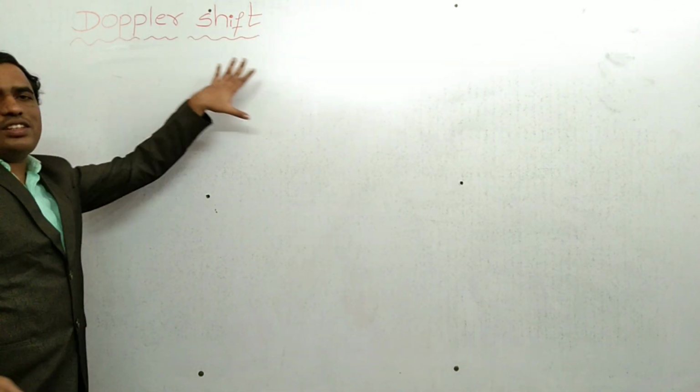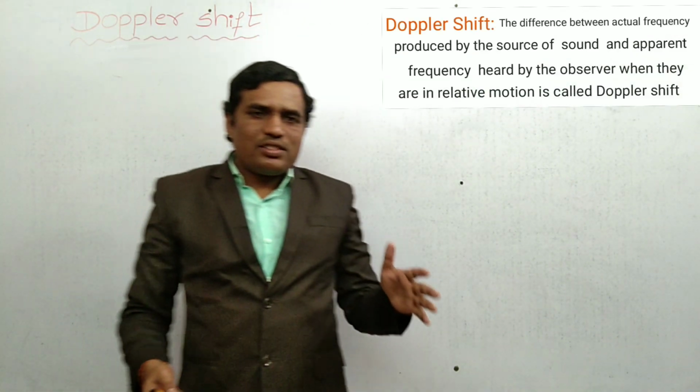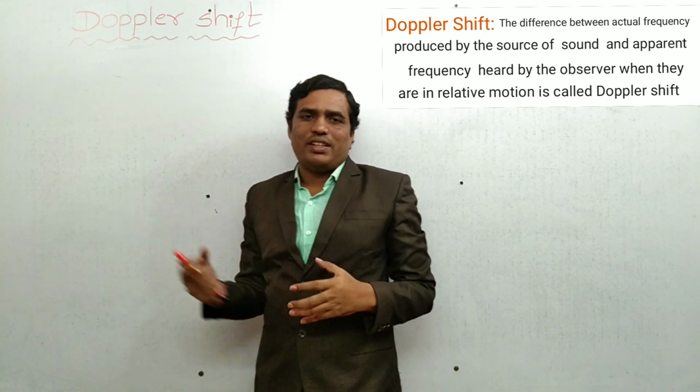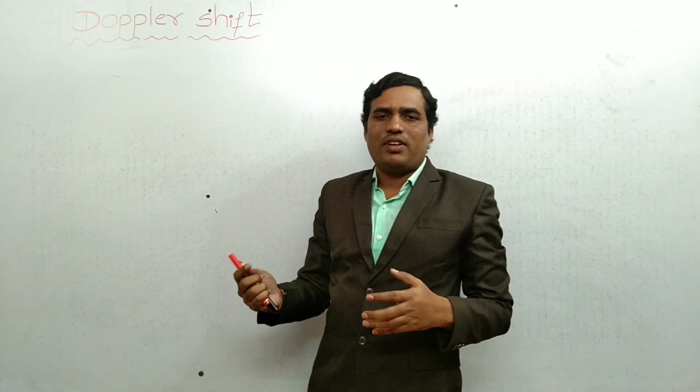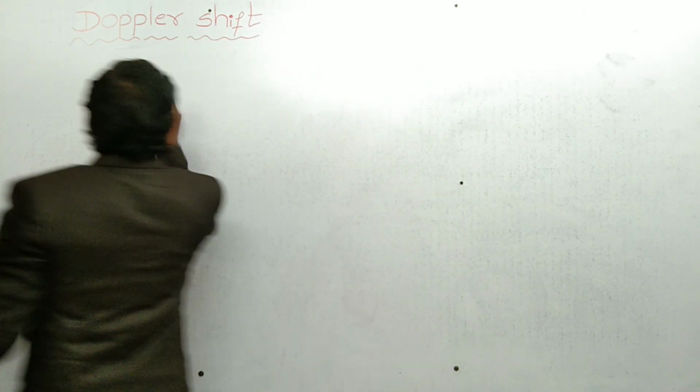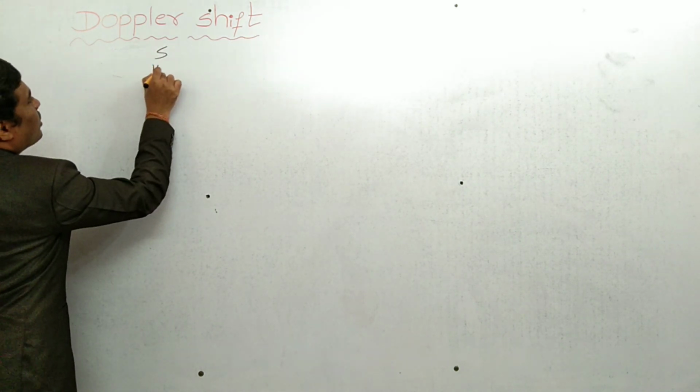Doppler shift. What is Doppler shift? The difference between the actual frequency produced by the source and the apparent frequency heard by the observer when these two are in relative motion. Suppose the source of sound produces 1000 hertz.